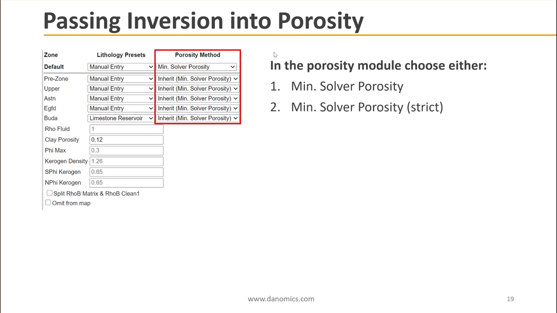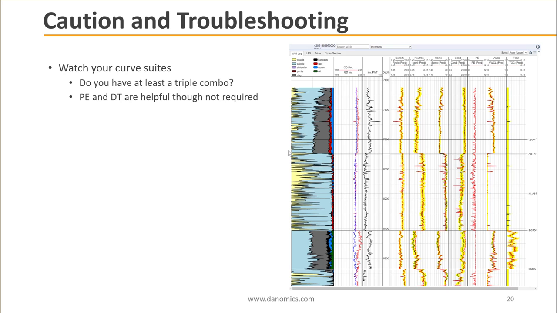When it comes to passing your inversion results into the porosity, you just go to this porosity method and you can select either min solver porosity or the strict min solver porosity. The difference is that the min solver porosity just takes out the grain density and uses that in a density porosity equation, so you still need to input your own rho fluid here. The strict mineral solver porosity takes the sum of the water, oil, and gas phases and uses that in the porosity, I should say. So that's how you pass that into the porosity to actually use the results.